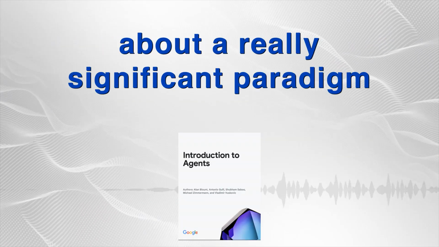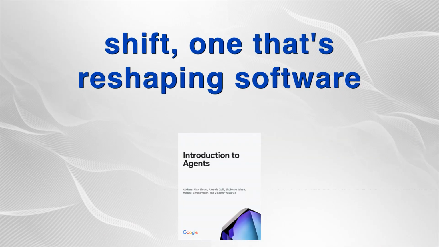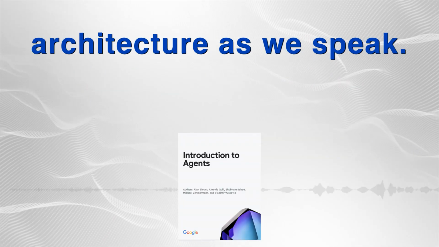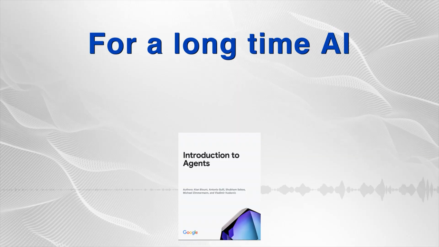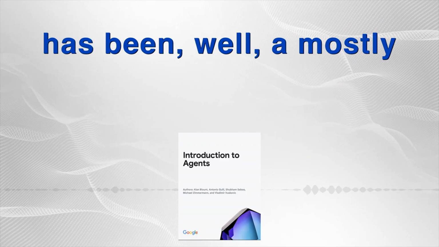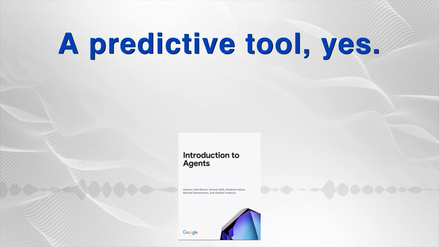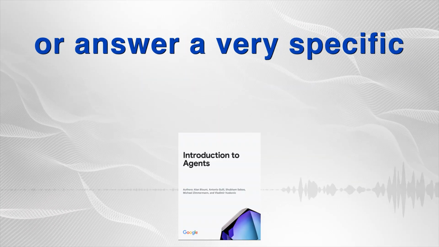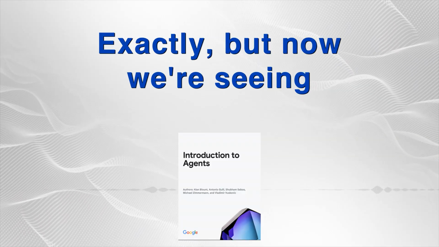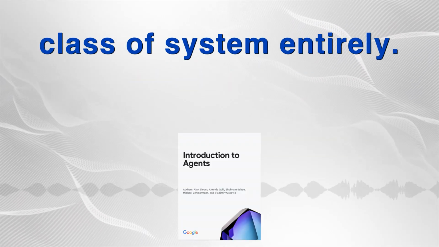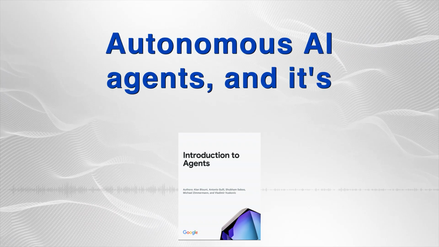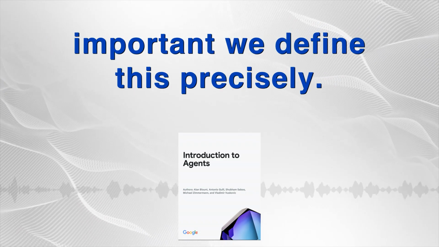Today, we're going to talk about a really significant paradigm shift, one that's reshaping software architecture as we speak. For a long time, AI has been, well, a mostly passive tool. A predictive tool, yes. Models that could translate text or answer a very specific question. Exactly. But now we're seeing a transition to a new class of system entirely. Autonomous AI agents. And it's important we define this precisely.